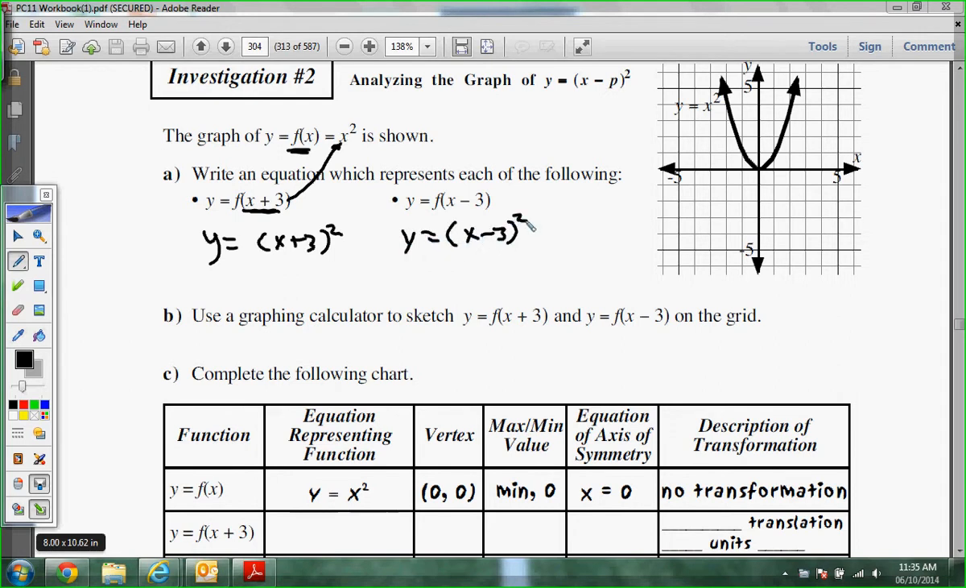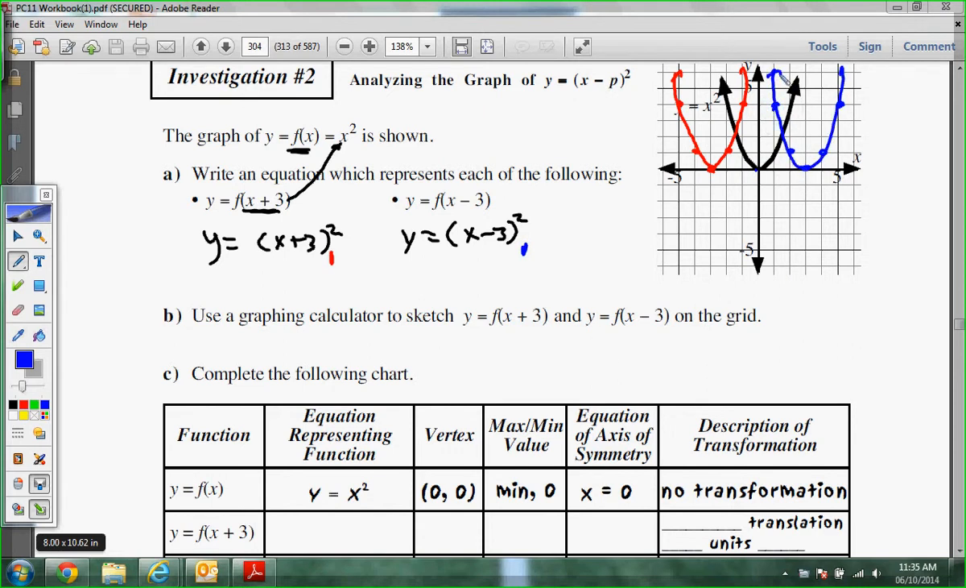Okay, and what this does when you put it in your graphing calculator, okay, this one, we'll do in red, is going to be moved left. And it's the same graph, 1, 1, 2, 4. It's just been shifted left. Okay, we'll do the other one in blue. This one moves to the right 3.